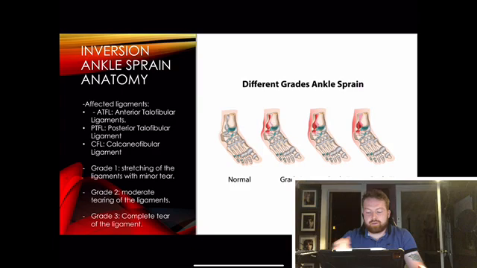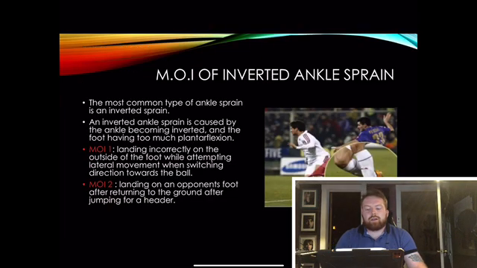And so we have 3 grades, much like many other injuries. Grade 1 is stretching with minor tear. It's generally around 5 to 10% of the ligament torn, no more than that. Grade 2 would be moderate tearing of the ligaments, so it would show up much more in an MRI, and the tears wouldn't be so microscopic. Grade 3 would be a complete tear of the ligament. If it was the CFL, it would be completely torn all the way through. Grade 3 is generally the most painful and has the highest recovery process.